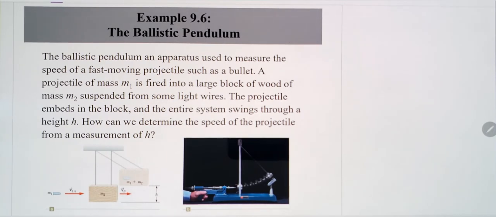Basically, we have some mass. It is hung freely to move, and then we shoot the bullet directly into that mass. So it will be embedded, and as a result, the whole block and the bullet will move in a pendulum motion. In that pendulum motion, kinetic energy is converted into potential energy.